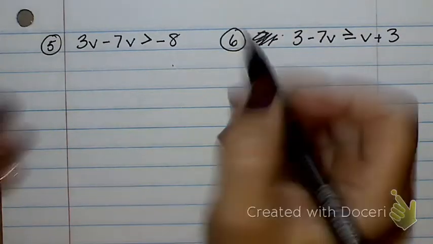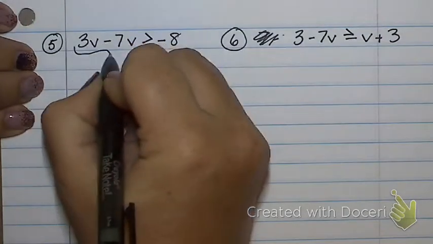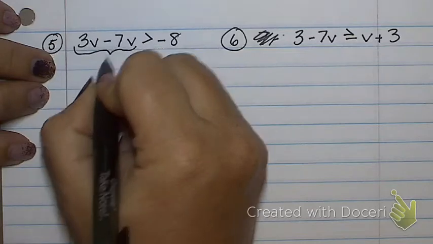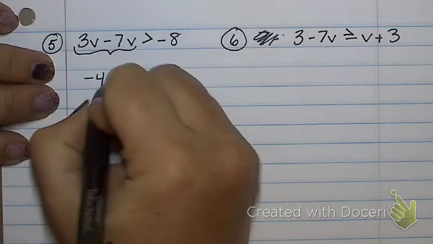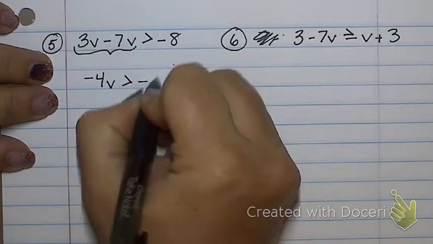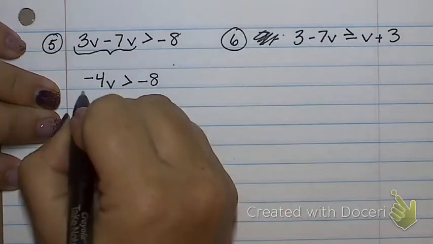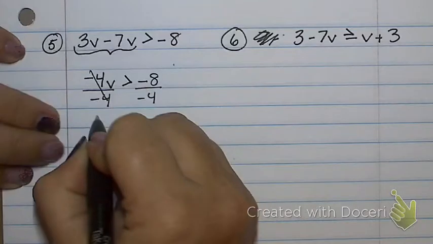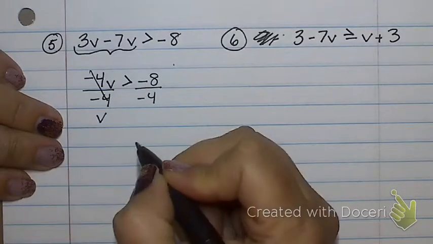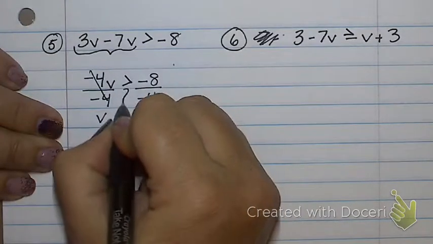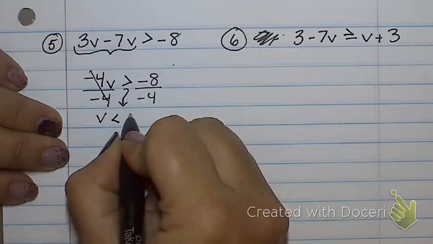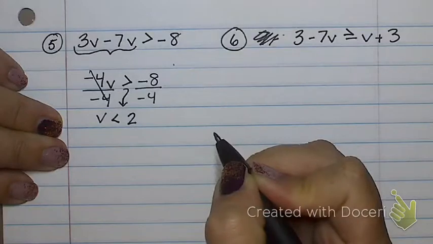Okay. These 2, my like terms are on the same side, right? So what's 3v minus 7v? Negative 4v is greater than negative 8. Now what do I do? Divide by negative 4. What do I have to do? So that becomes less than, negative 8 divided by negative 4 is 2.